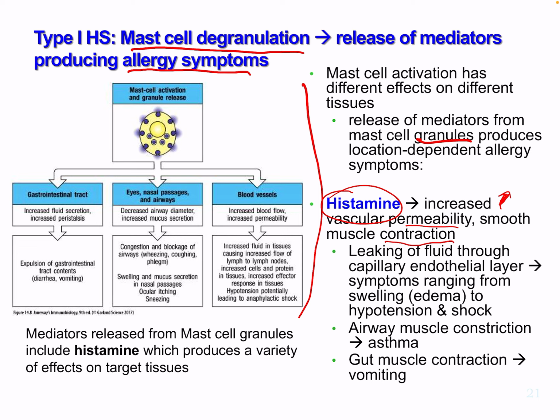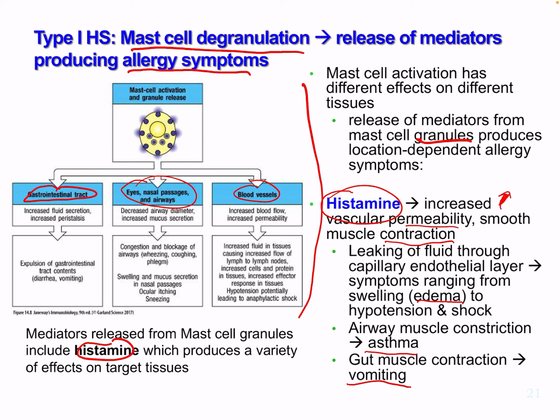We can have leaking of fluid through the capillary endothelial layer. This can result in symptoms ranging from swelling, including edema, to hypotension and shock. We can have airway muscle constriction, like I said in asthma, and gut muscle contraction in the stomach, which can cause vomiting, such as in food allergies. These are mediators released from mast cell granules, including histamine, which produce a variety of effects on target cells. So again, these just give us different locations.